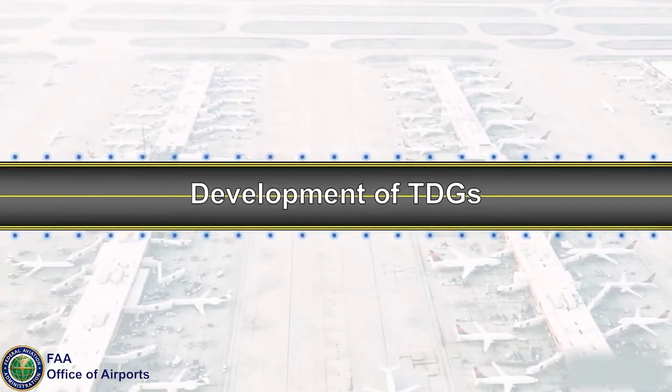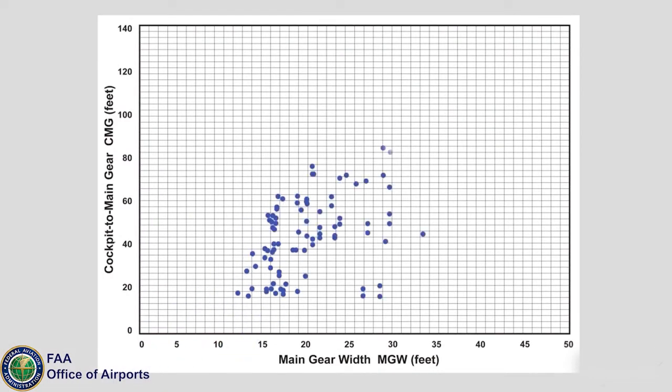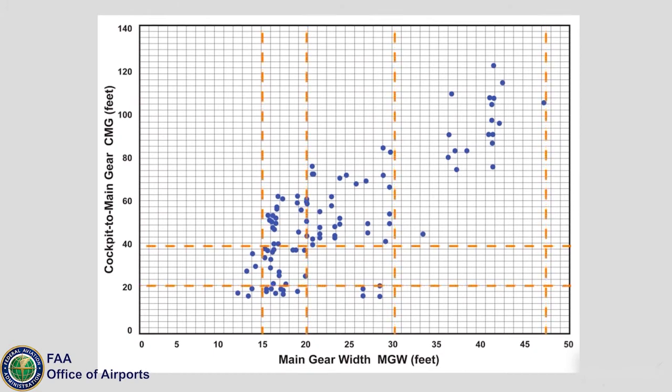The FAA developed TDG groups by using the aircraft manufacturer's dimensions for aircraft models in the FAA Aircraft Database. Using a plot and graph method, the FAA plotted dimensions for each aircraft's CMG and MGW on a graph. The FAA established 4 groupings of MGW, shown by the vertical lines, and 5 groupings of CMG, shown by the horizontal lines.